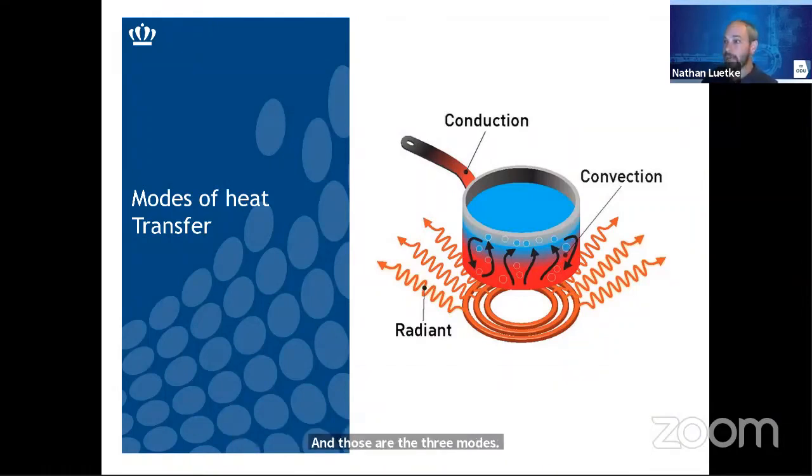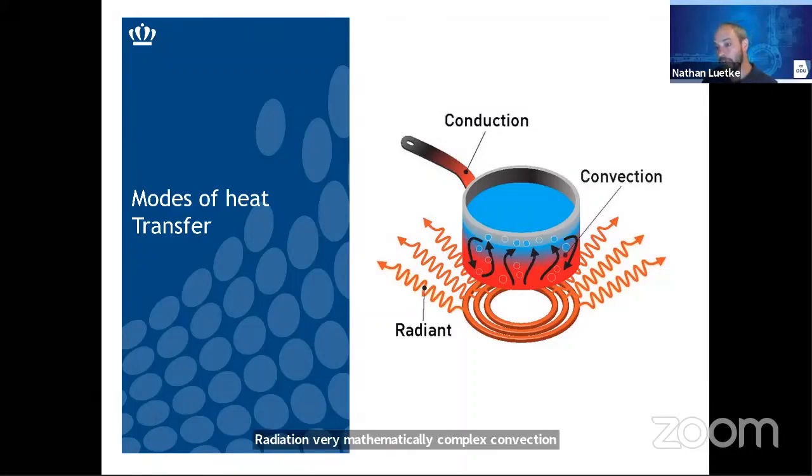Radiation is very mathematically complex. Convection is very specific, I should say. There's no analytical equation really for it. You have to do a lot of experimental correlations to come up with the convection coefficient in equations. Conduction is pure math in a partial differential equation, pure calculus. But we're going to simplify it.